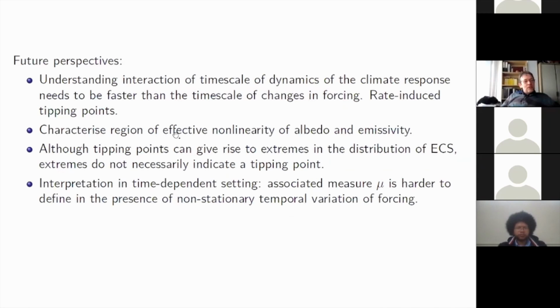Characterizing regions of effective non-linearity of albedo and emissivity. I'd be very interested to hear from those of you running models or with observations that can give some sort of parameterization of albedo and emissivity as curves.